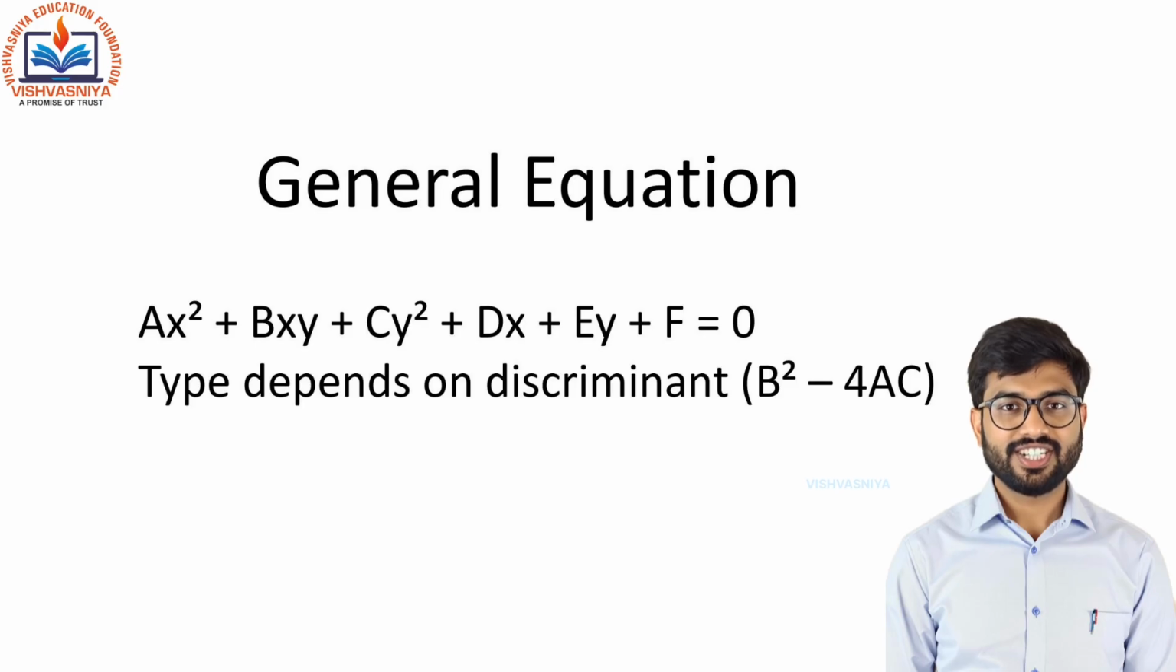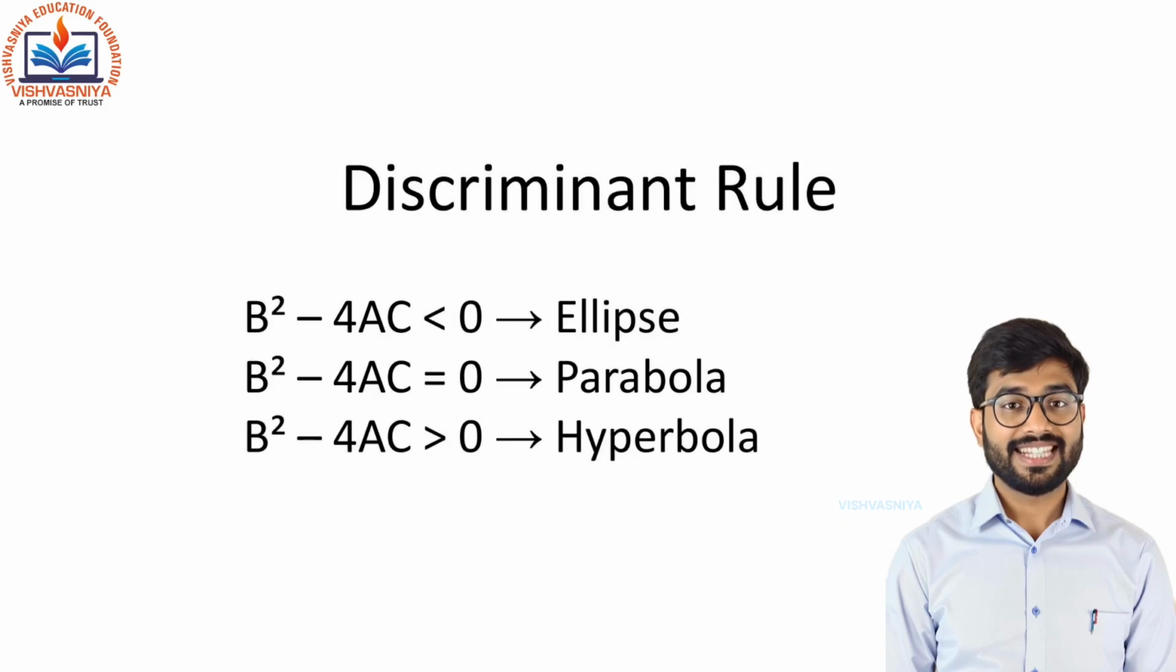The general equation of a conic is ax squared plus bxy plus cy squared plus dx plus ey plus f equals 0. Any curve satisfying this belongs to conics. To identify which conic it is, we check the discriminant b squared minus 4ac. If less than 0, it is an ellipse. If equal to 0, it is a parabola. If greater than 0, it is a hyperbola. So the discriminant acts like a judge.